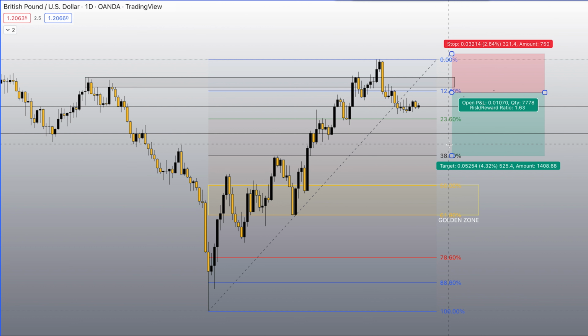I've already secured the bag. I've already put the majority of the money in the bank. And now I'm just going to let it run. And when it gets to the golden zone, I close it. Maybe I remove that take profit and I just let it run. So for me, if I'm scalping, I don't even use a take profit. If I'm day trading or swing trading, I do use a take profit. But if I'm scalping, I do not use a take profit.